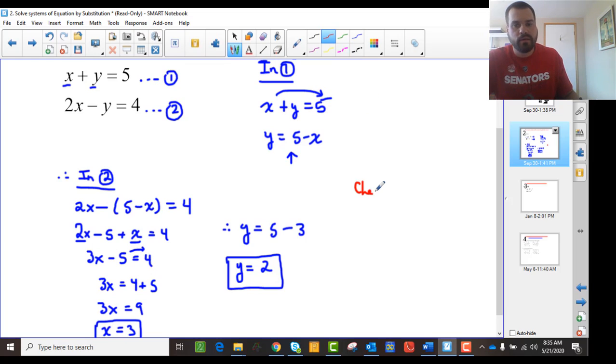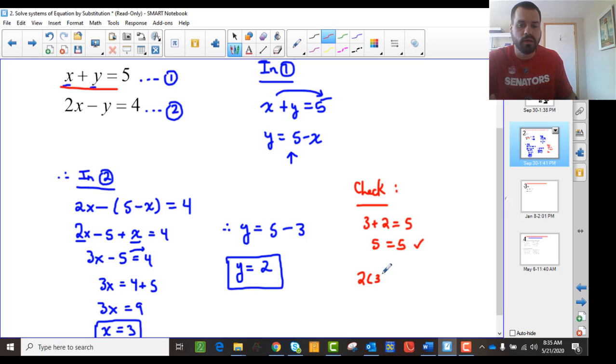So to check, the first equation is x plus y equals 5. So we're going to go x is 3 plus y, which is 2, is equal to 5. And we say, yes, 5 is equal to 5. So this one checks out, right? That one's good. And then we do the second one.